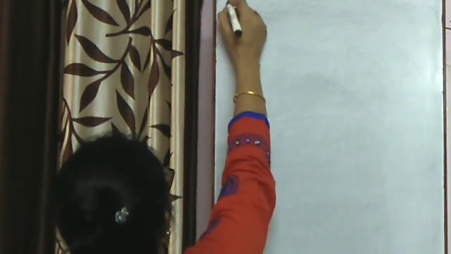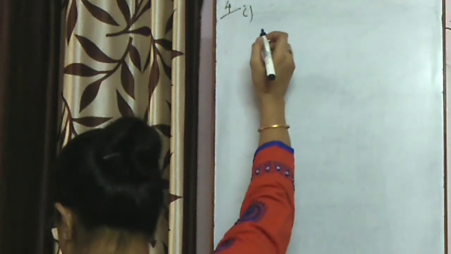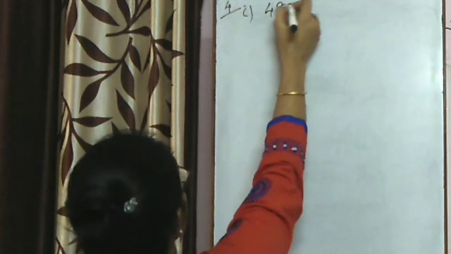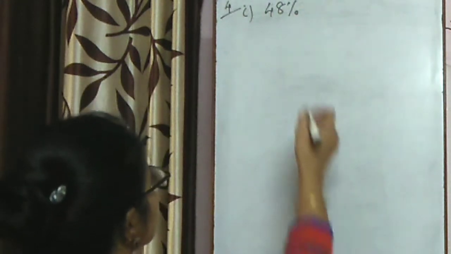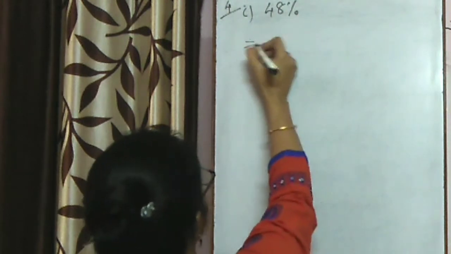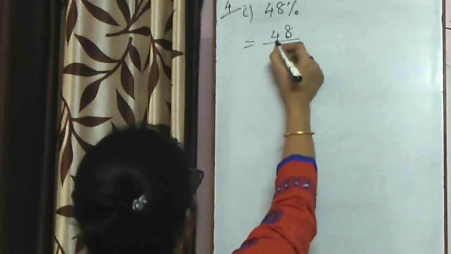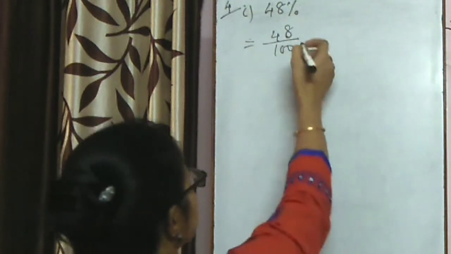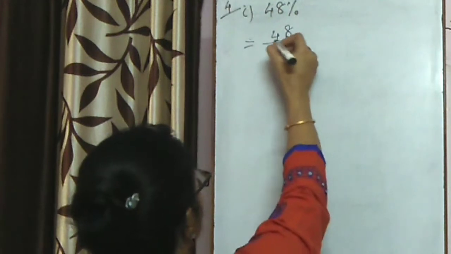Now it's question number 4. What is said? Express each of the following as a ratio. Now already the number is given as a percentage, you have to find it as a ratio. So what shall I do? 48 by 100. If possible, do cancellation. If not, then leave it. So here by 4 also can be cancelled.